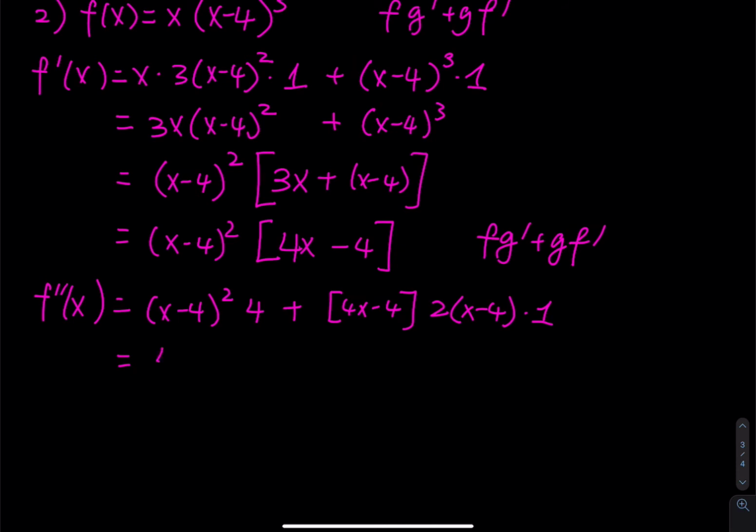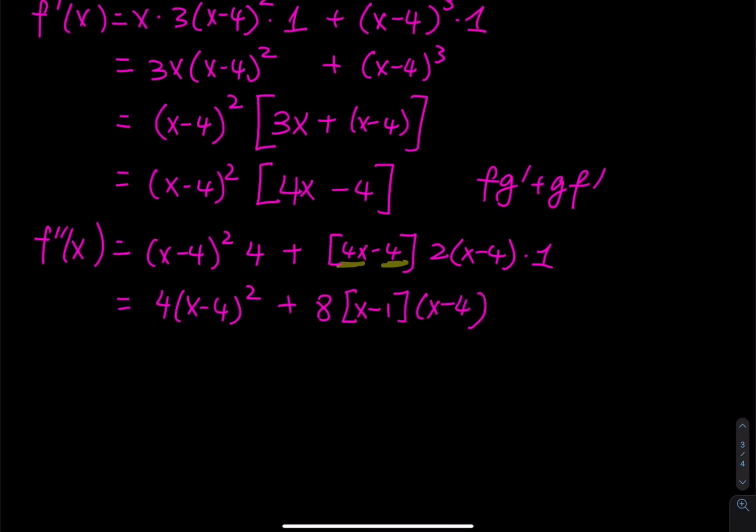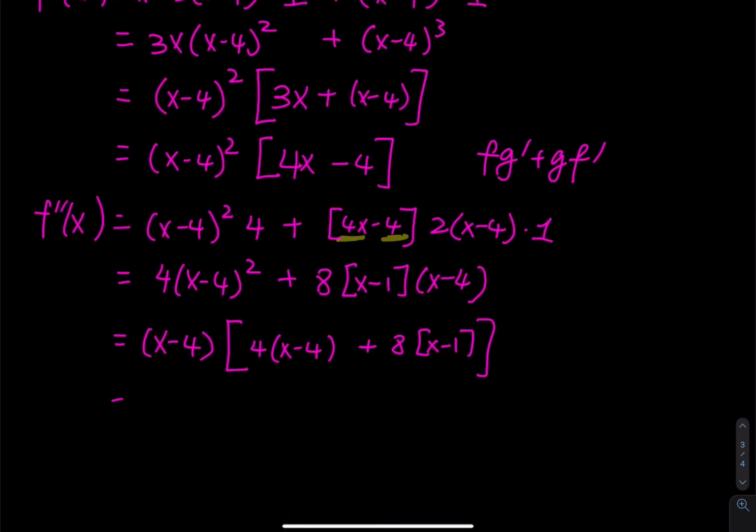So this is 4(x minus 4) squared plus, and here we can factor a 4 out, right? So the 4 times 2 will be equal to 8, and then you have (x minus 1) times (x minus 4). Can we go further? Yep, we can factor out (x minus 4). And then you have 4 times (x minus 4) plus 8 times (x minus 1). And then you clean up the square bracket. So overall, you have (x minus 4) times (12x minus 24).